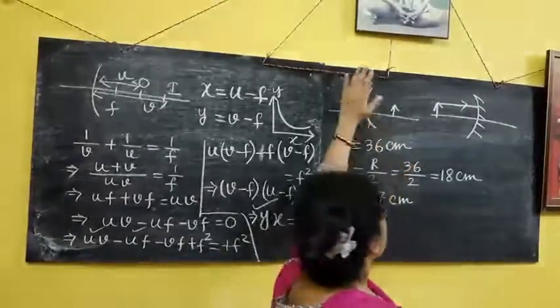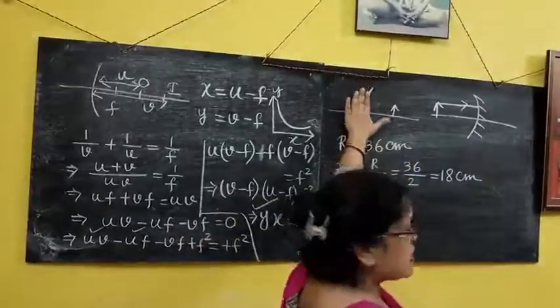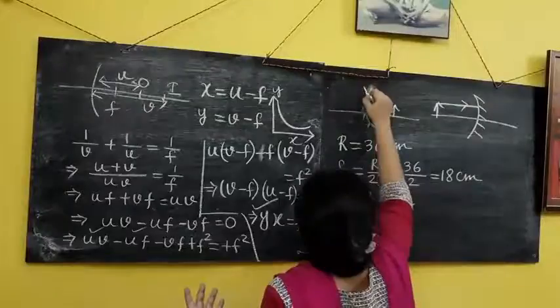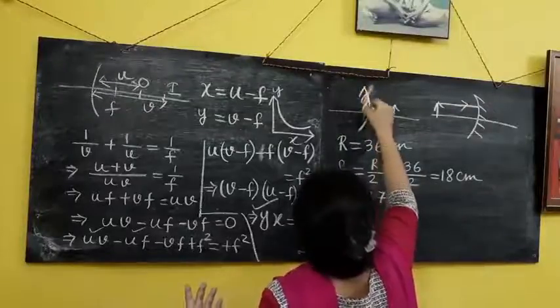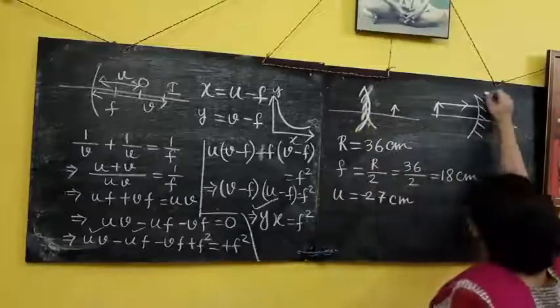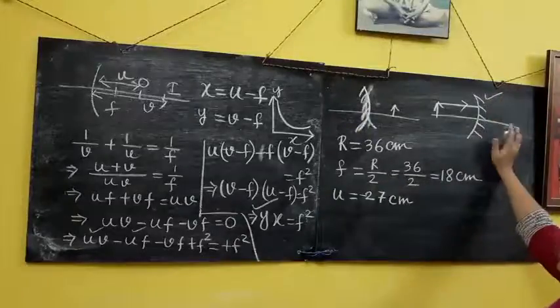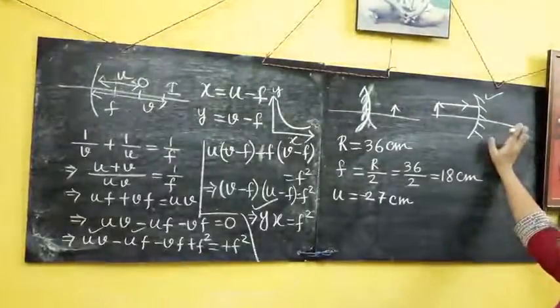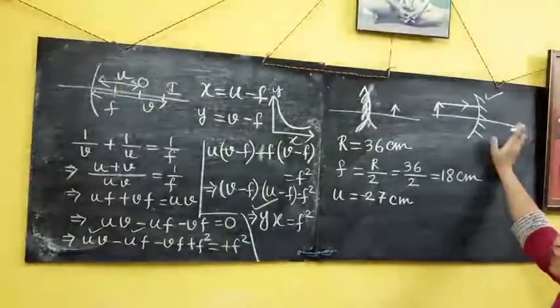If you are taking this as your first convention, then for a convex mirror this will be your second convention. Clear? So any one I need to select. In your class I have selected this, so that will be easier, and I will suggest you also follow the same. Otherwise you will make a huge mistake.